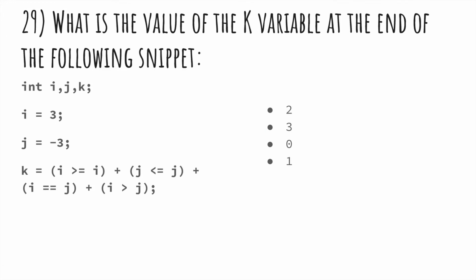In the next question, we have i equal to 3, j equal to negative 3. And then, is i greater than or equal to itself? Yes, that's true, so that equals 1. Plus j less than or equal to itself? That's true, so that's 1. Is i equal to j? Well, 3 is not equal to negative 3, so that's false, 0. And then, is i greater than j? Well, 3 is greater than negative 3, so that's true. So 1 plus 1 plus 0 plus 1 is 3, and 3 is your answer.